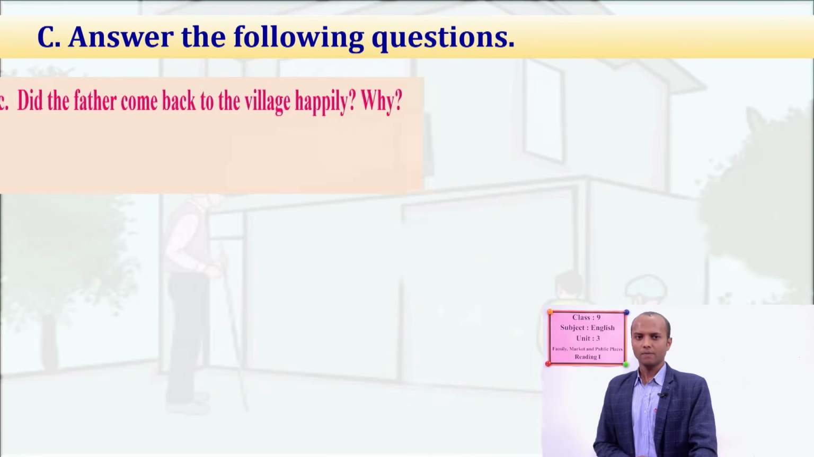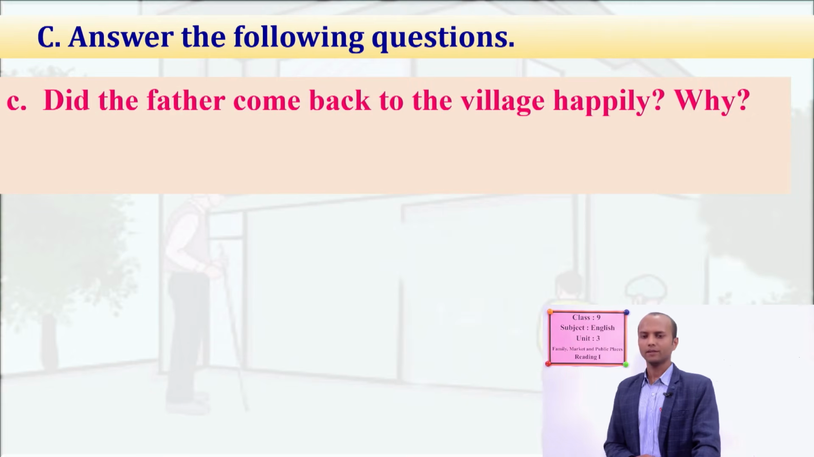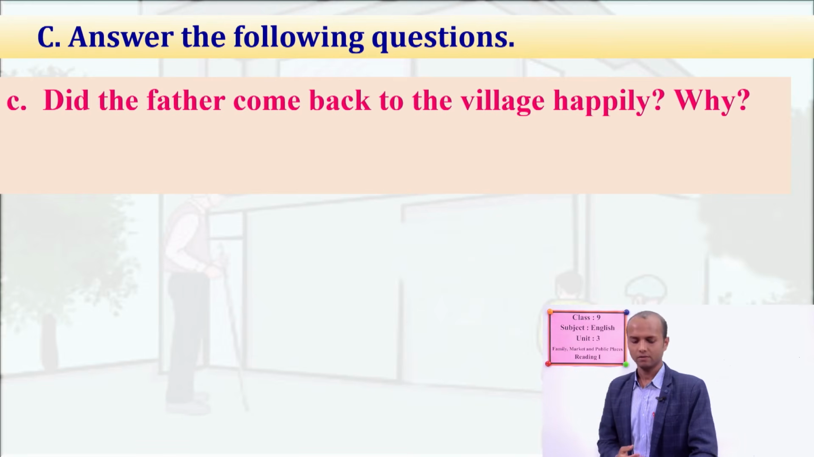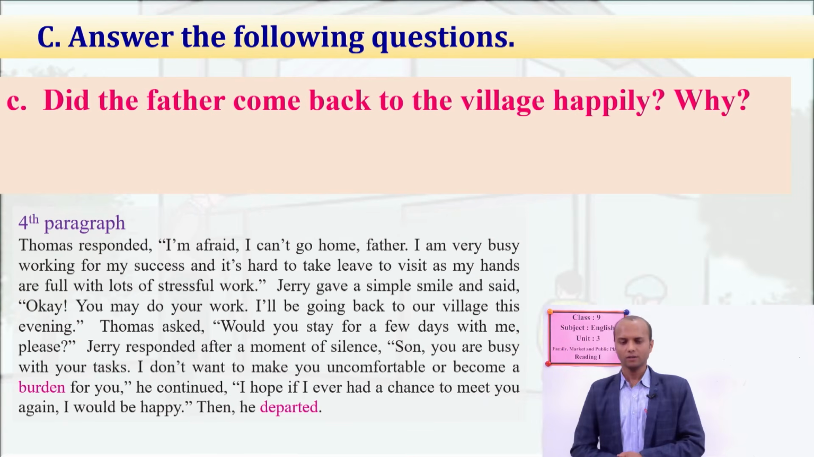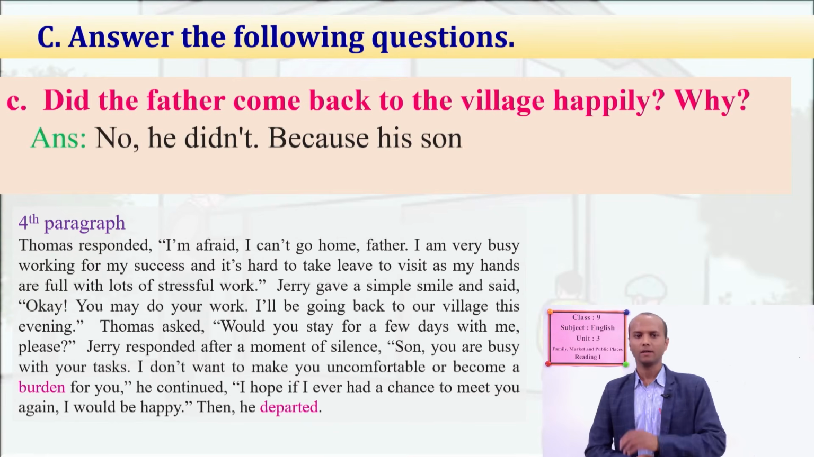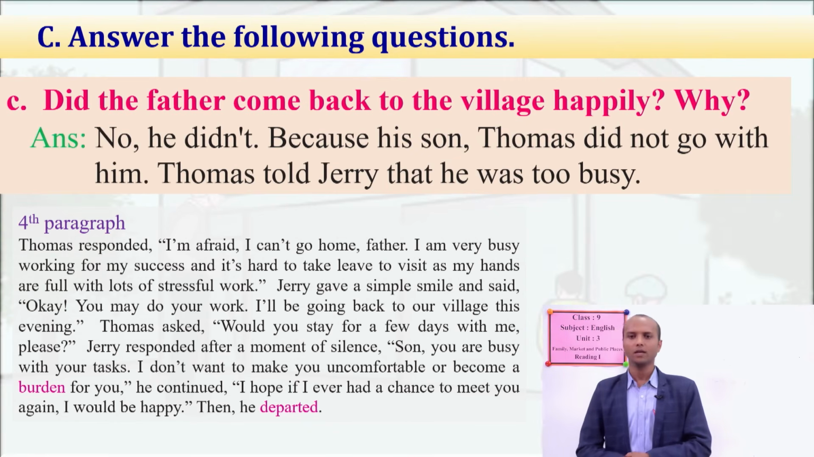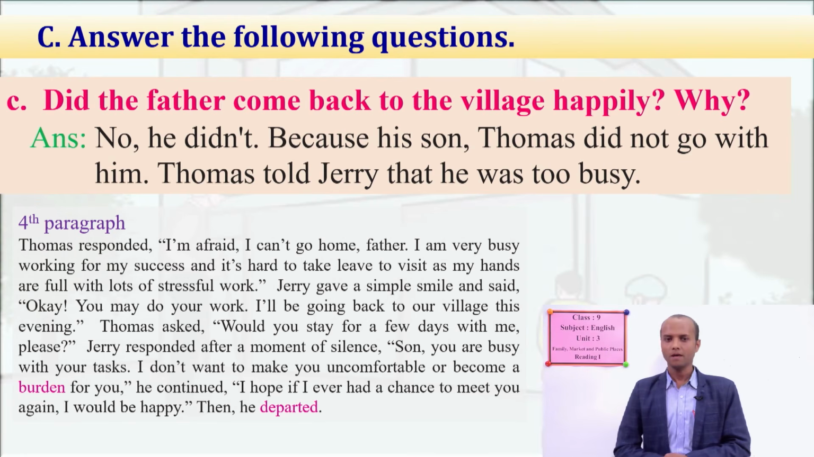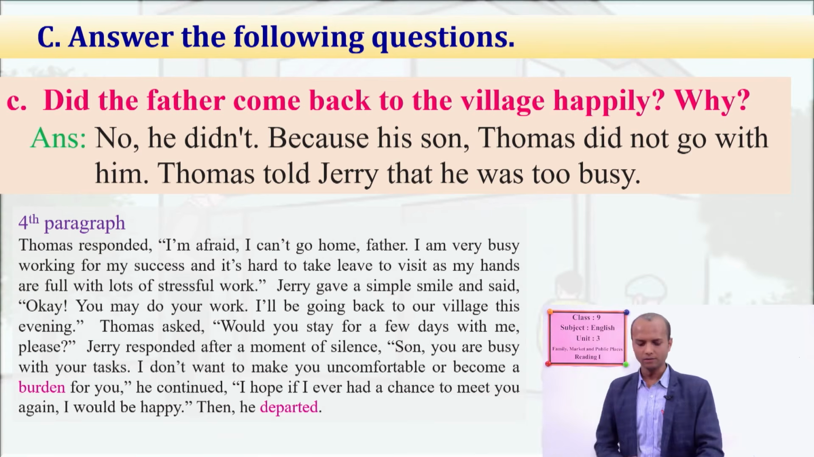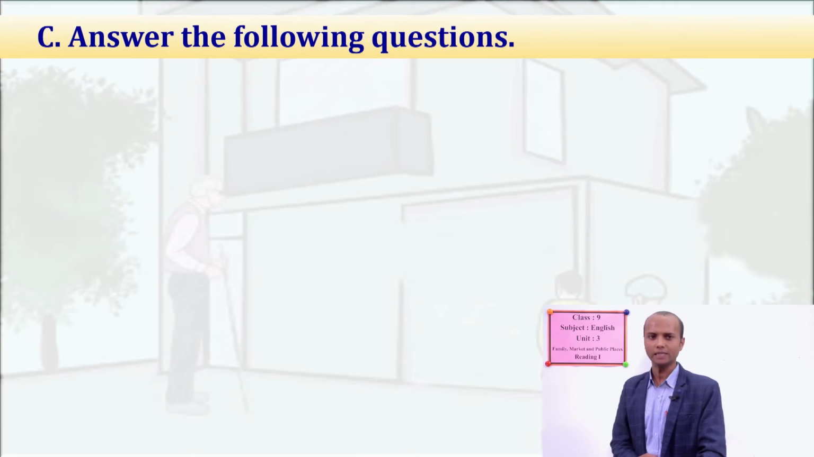Let's see number C. Did the father come back to the village happily? Why? No, he didn't return to his village happily. You can find this answer in the 4th paragraph. The answer is no, he didn't, because his son Thomas did not go with him. Thomas told Jerry that he was too busy. That's why he didn't go with his father. Dear students, let's see the next question.